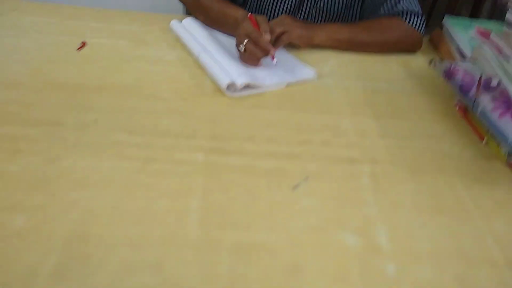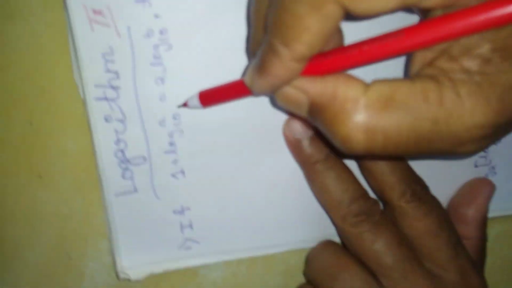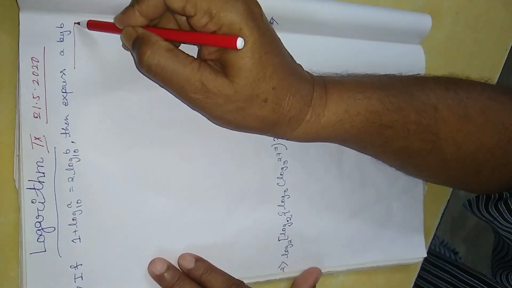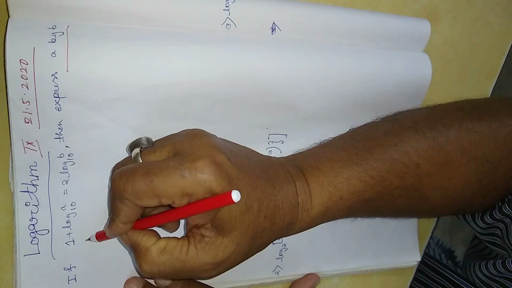Today is the second class of logarithm. The first sum: if 1 plus log a to the base 10 equals 2 log b to the base 10, express a by b. That is the question. Express a by b. Solution.